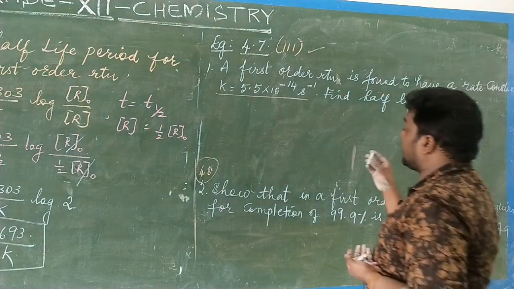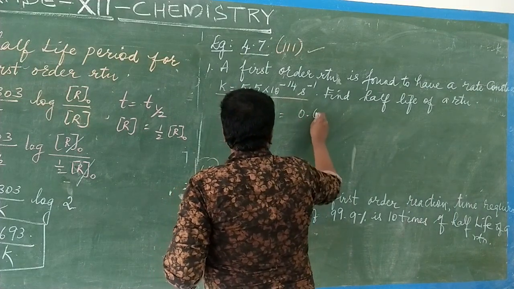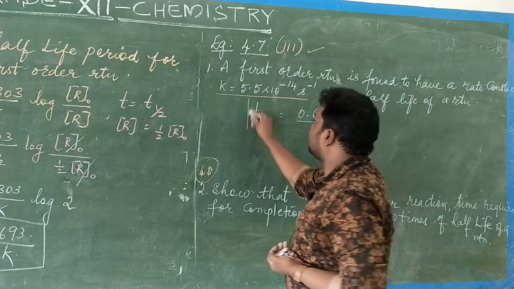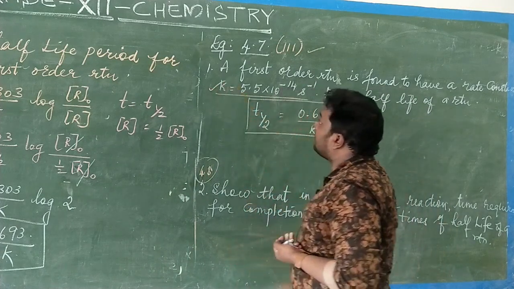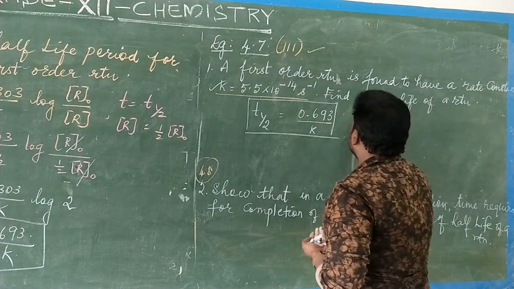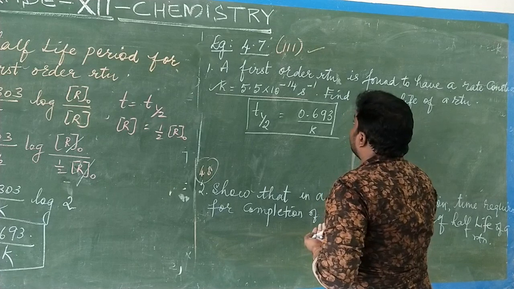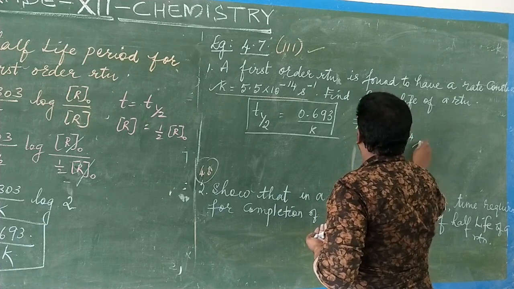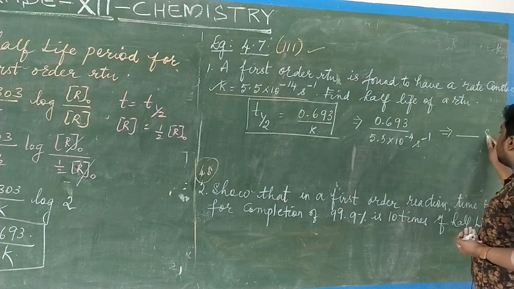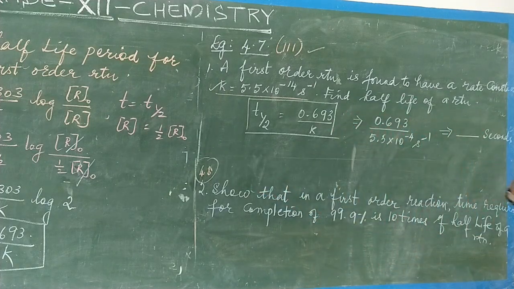What is the formula for the half life period of a first order reaction? T half is equal to 0.693 divided by k. So this is the formula. What is the value that they have given? K is equal to 5.5 into 10 to the power of minus 14 second inverse. Now you apply it here. That is equal to 0.693 divided by 5.5 into 10 to the power of minus 14 second inverse. So when you substitute, you will be getting the answer in terms of seconds. Okay, so this is how we have to do example sum 4.7.